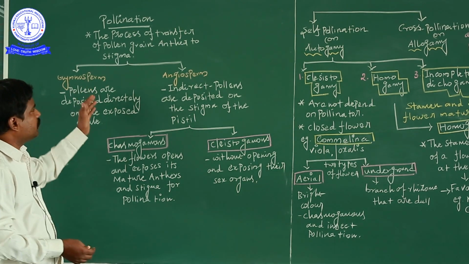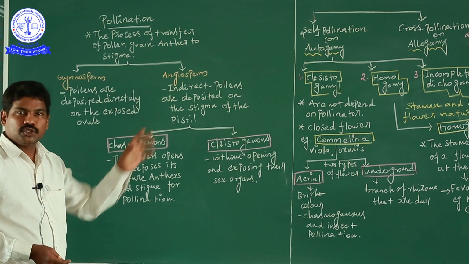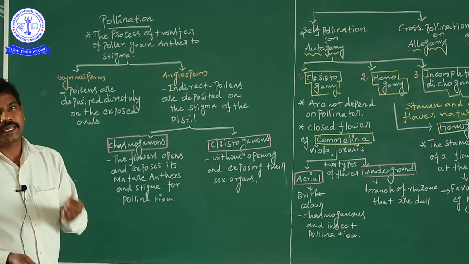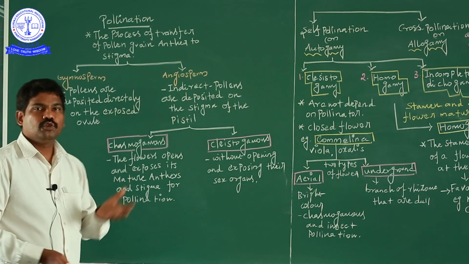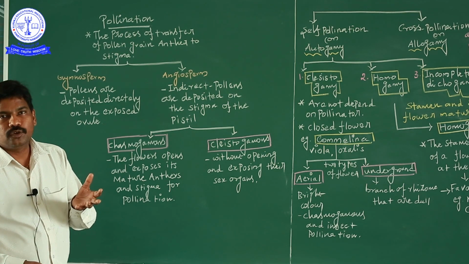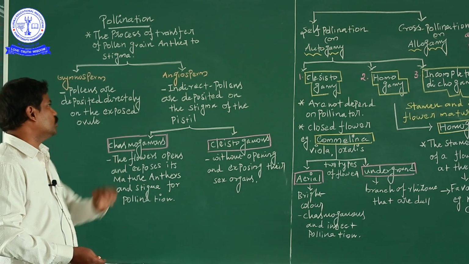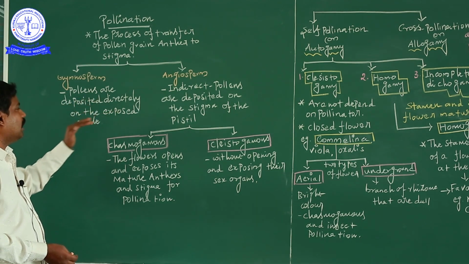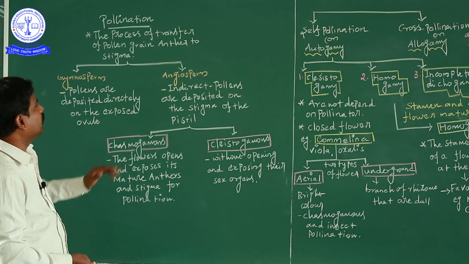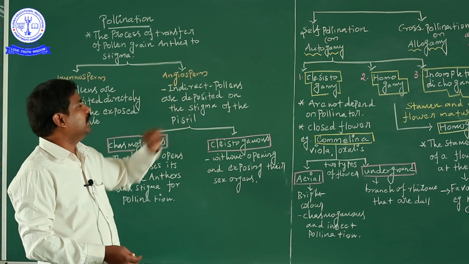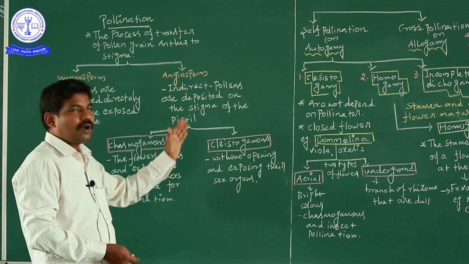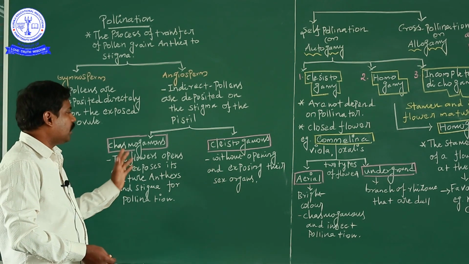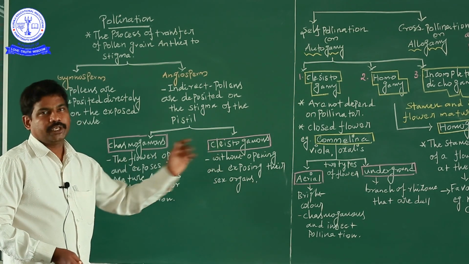First of all, I have a differentiation for gymnosperm and angiosperm. Gymno means open, naked seed, and naked ovule characters are present in gymnosperm. Angio means closed seed, and closed ovule character is present in angiosperm. In gymnosperm the pollens are deposited directly on the exposed ovule, but in angiosperm it is indirect. Indirect means pollens are deposited on the stigma of the pistil.